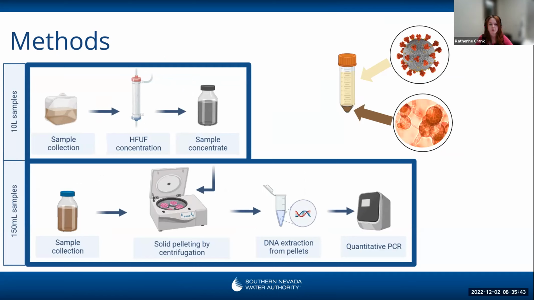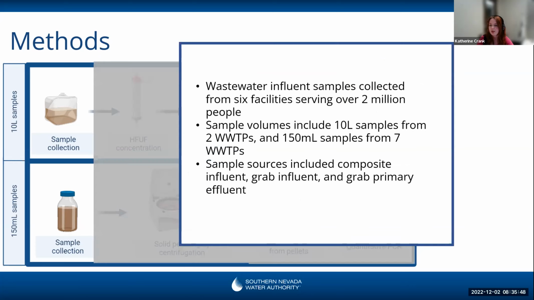So I'm going to walk you through our methodology for detection of C. auris. First, we took a total of 9 weekly samples from 6 treatment plants, which represent a total of 7 different sewer sheds. 2 samples were 10-liter samples, and the rest were 150 milliliter samples, which is consistent with our ongoing monitoring campaign. The samples varied in type and source and include grab or composite samples of raw effluent or effluent that has undergone a settling step or primary effluent.